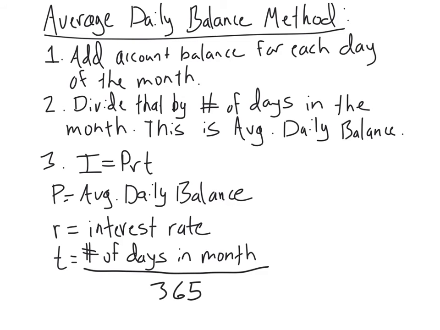There is a second catch here. T is going to be the number of days in the month divided by 365. Because this depends on the number of days in the month, T can sometimes be different, right? You could have 31, 30, 28 even days in the month, or I guess 29 even. But that's it. Let's look at an example.